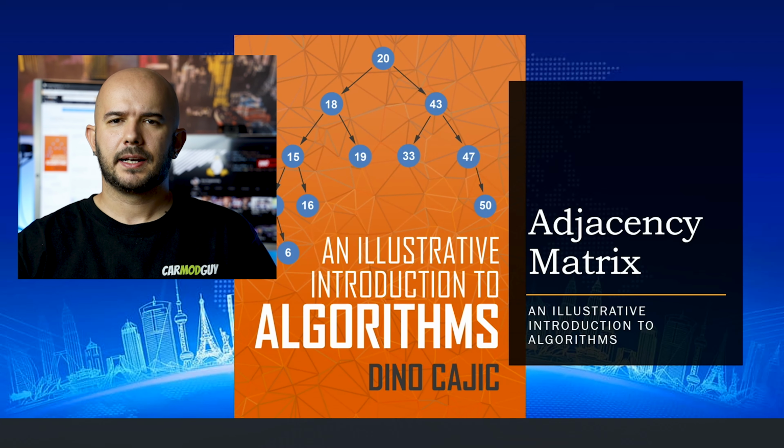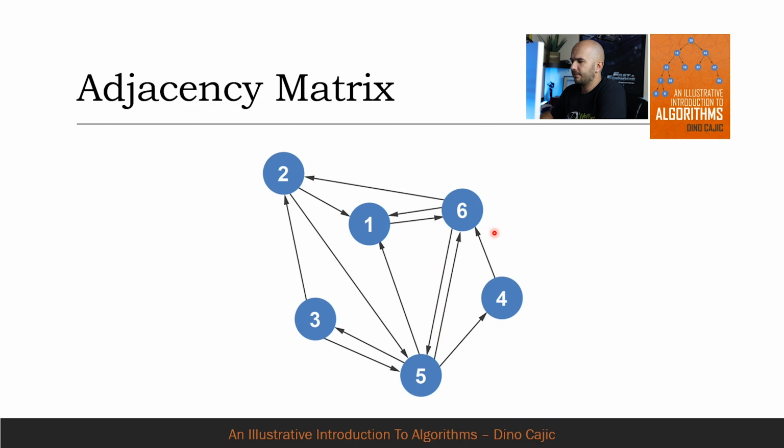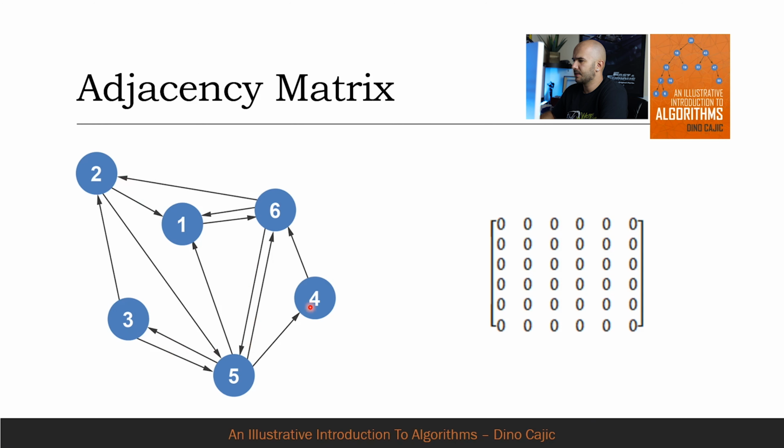Let's look at an example of how someone would create an adjacency matrix from a directed graph. Although the graph looks complicated, creating an adjacency matrix is a simple process. Since there are 6 vertices, the adjacency matrix will have 6 rows and 6 columns. Each entry is initially filled with zeros.